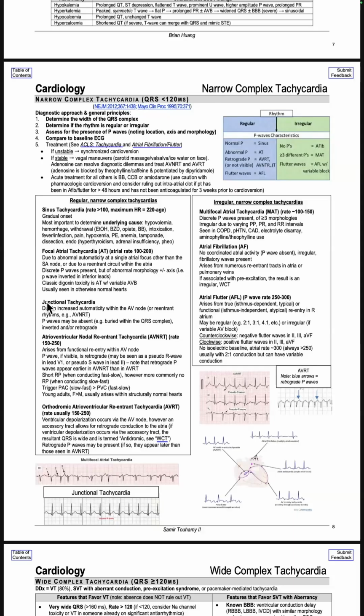Next thing I'll talk about is junctional tachycardia. This is due to increased automaticity within the AV node, and the P waves will be absent or buried within the QRS.